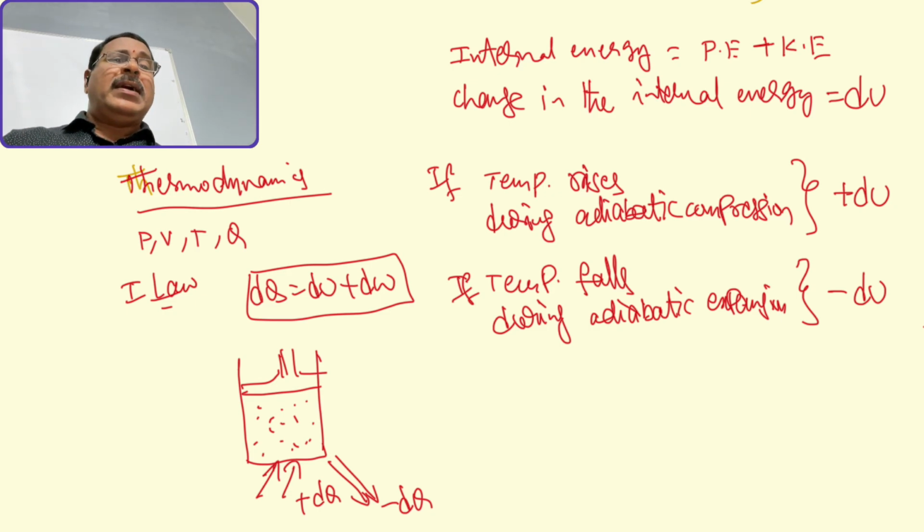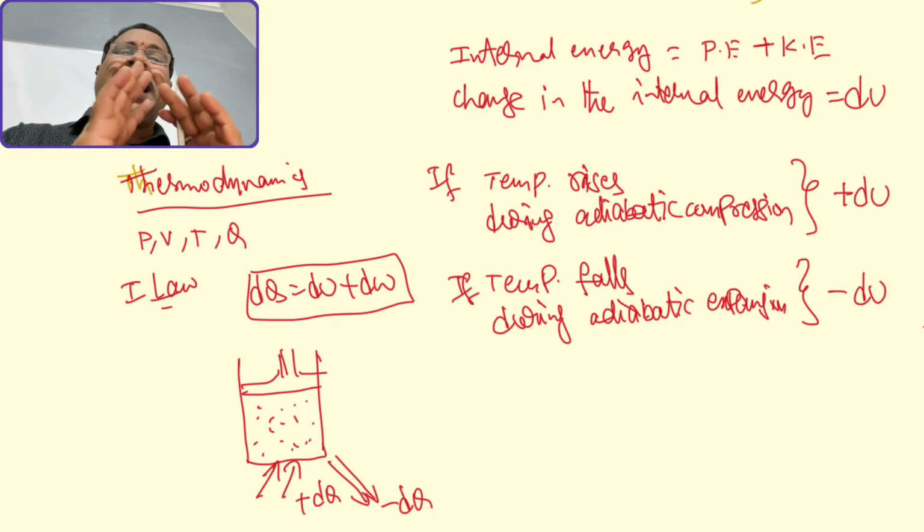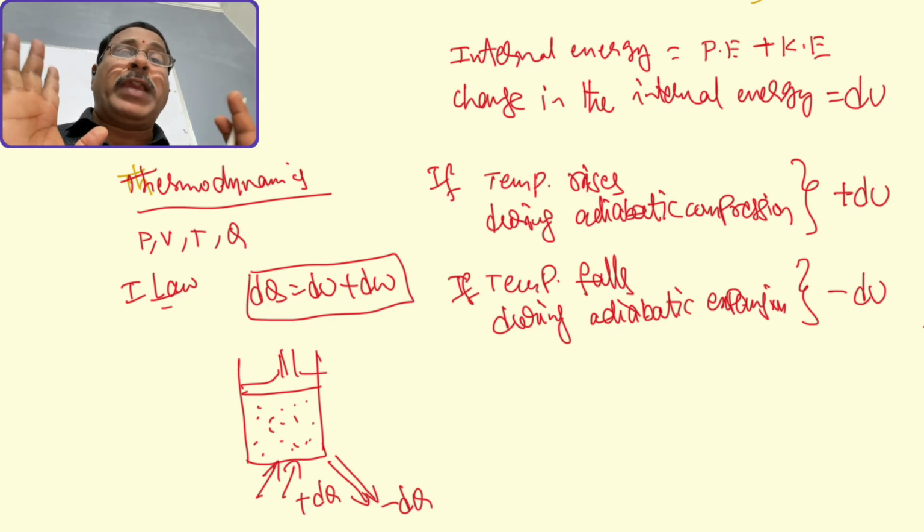For an ideal gas, there is no potential energy. Intermolecular distance is almost zero for an ideal gas. So for an ideal gas, only kinetic energy is present. So in the case of an ideal gas, the total internal energy of the system is only kinetic energy, because potential energy is zero for an ideal gas.